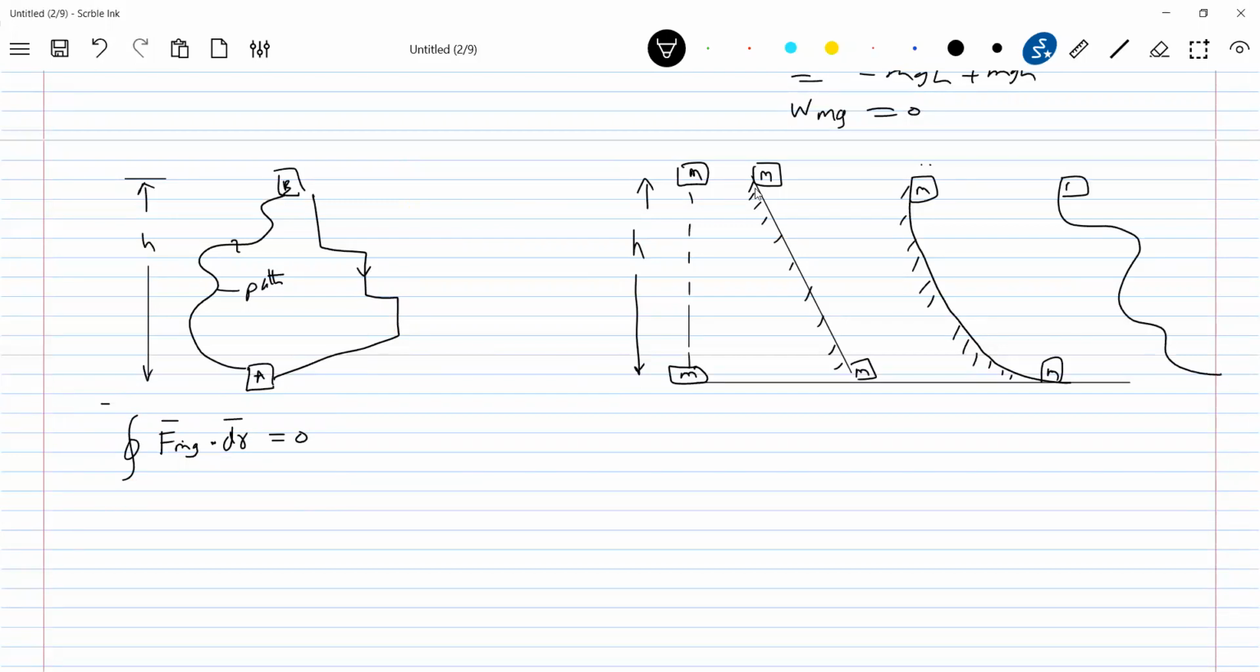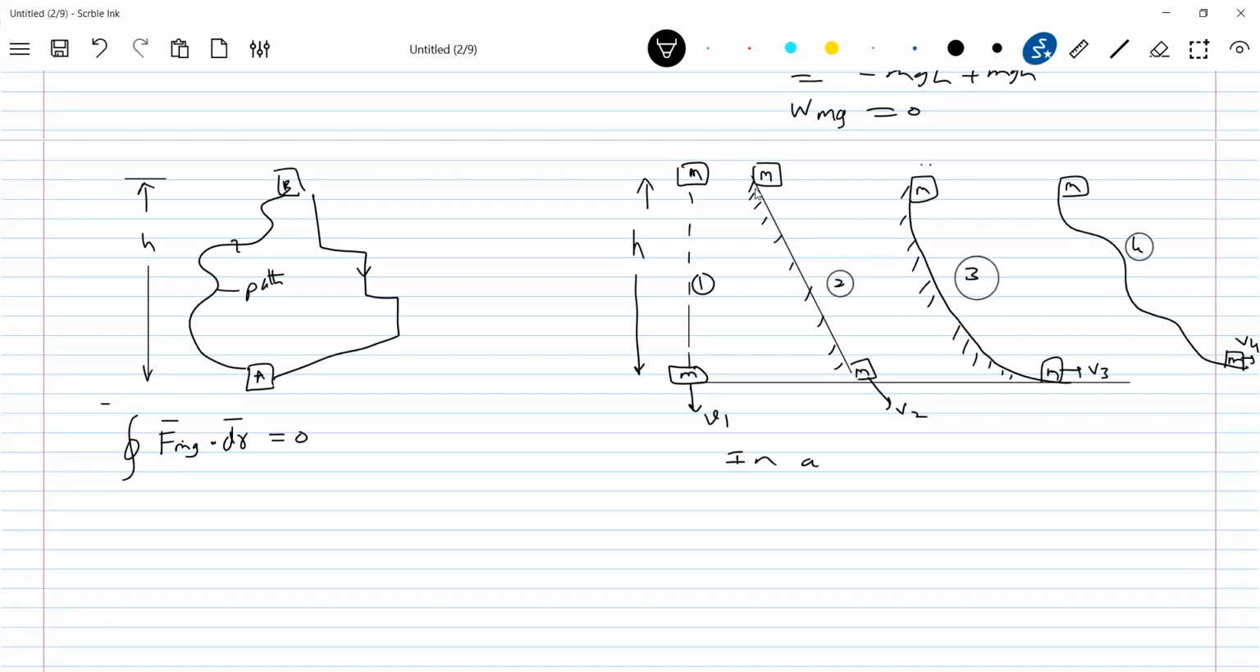Nowhere should the block lose contact. In all the four cases, the block is released from rest here. The block will arrive at the bottom with speeds v1, v2, and of course the velocities will be different, this will be v4. So there is situation 1, 2, 3, and 4.